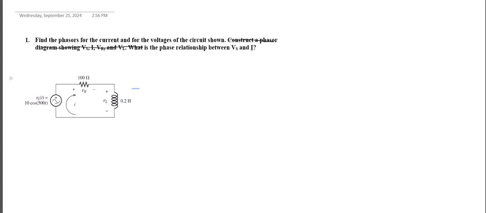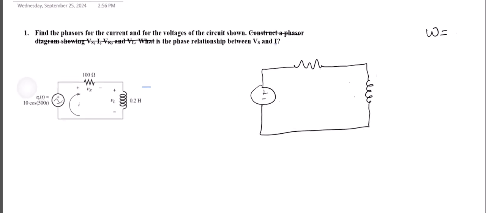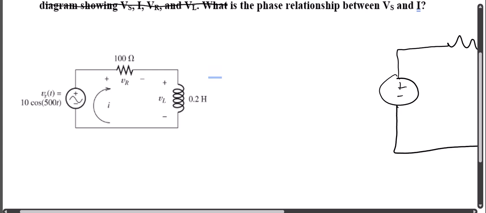All right, so first thing we need to do is look at this and convert everything to the phasor domain. So what is omega? Yeah, so it's the angular frequency. And in this particular problem, how do we know what the frequency is? It's the frequency times 2 pi.